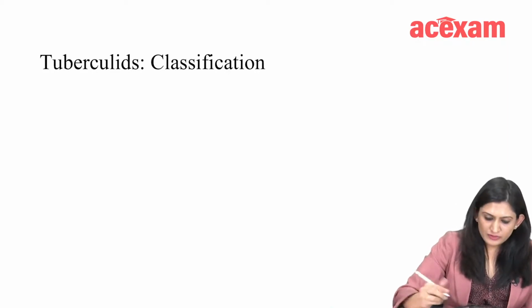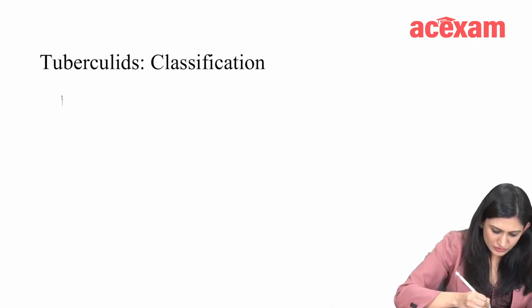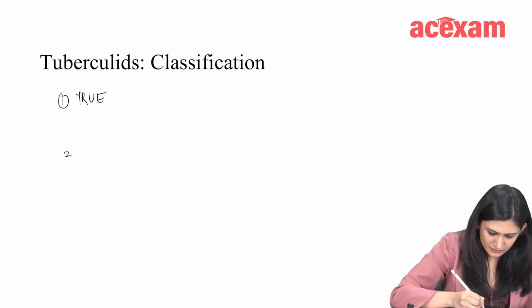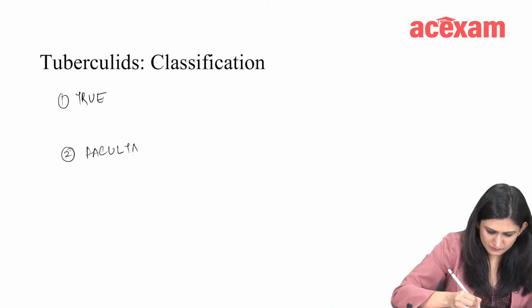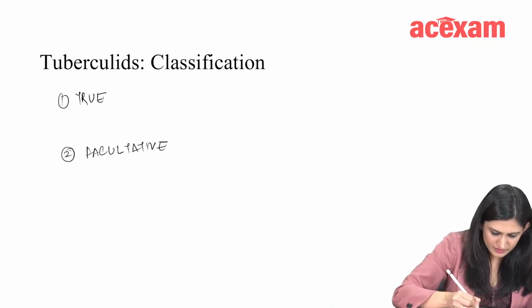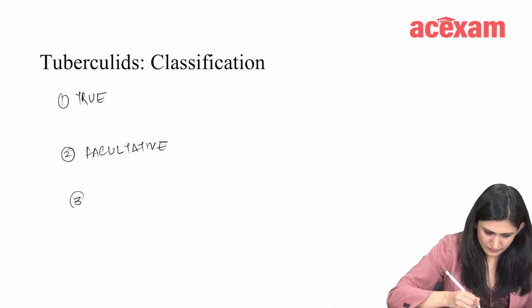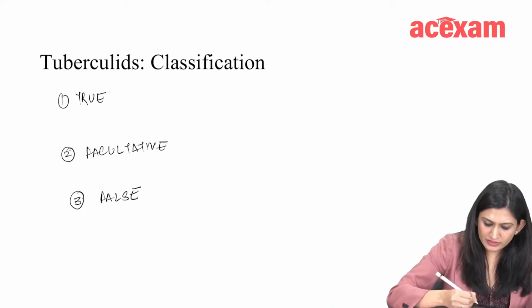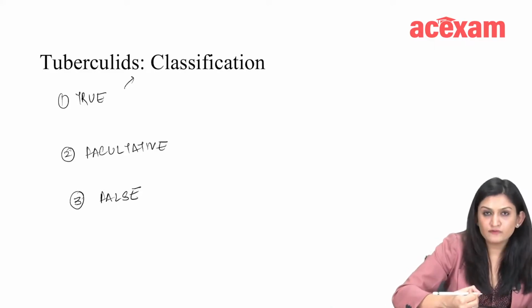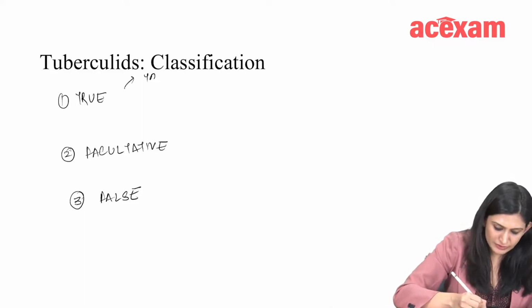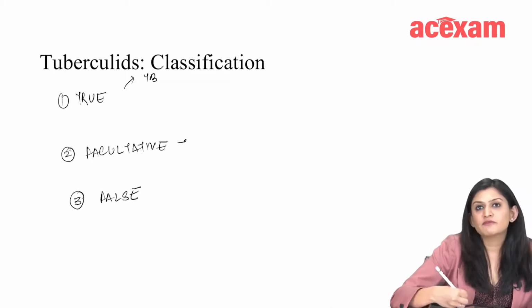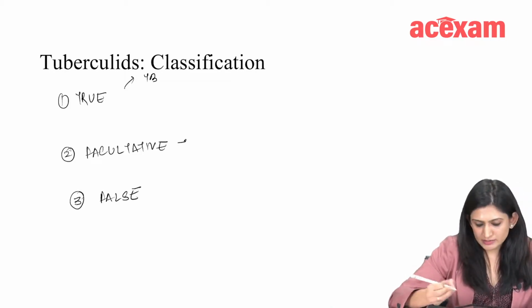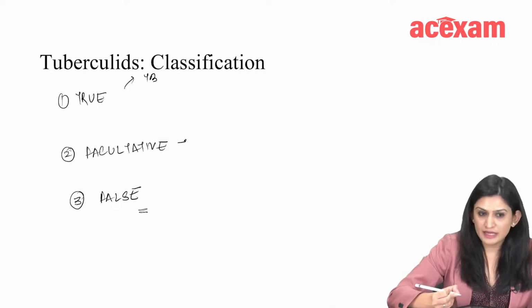Now, what's the classification of tuberculids? Tuberculids are classified as true tuberculids, facultative tuberculids, and false tuberculids. True tuberculids are the manifestations which are only found in tuberculosis. Facultative can be found in other conditions as well, and false is not a tuberculid at all.